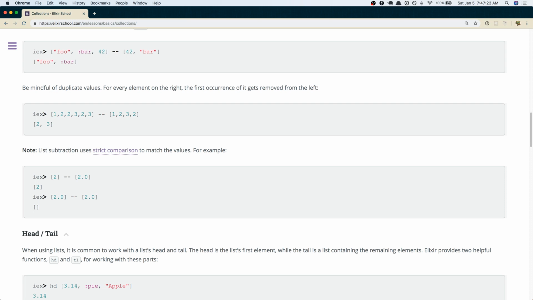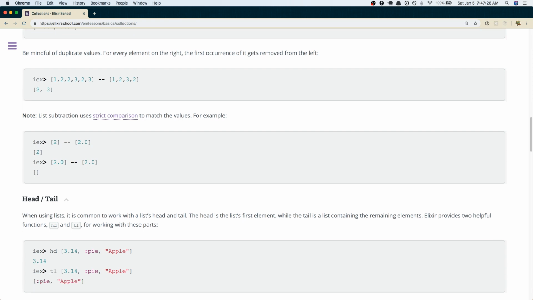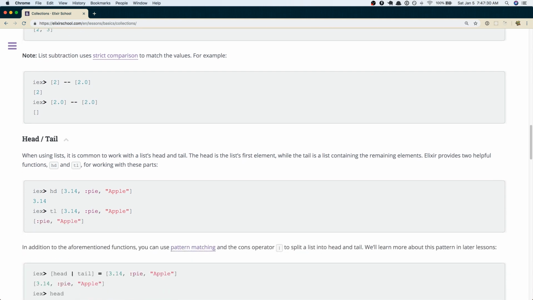List subtraction uses strict comparison to match the values. Head/tail. When using lists, it is common to work with a list's head and tail. The head is the list's first element, while the tail is a list containing the remaining elements. Elixir provides two helpful functions, hd and tl, for working with these parts.